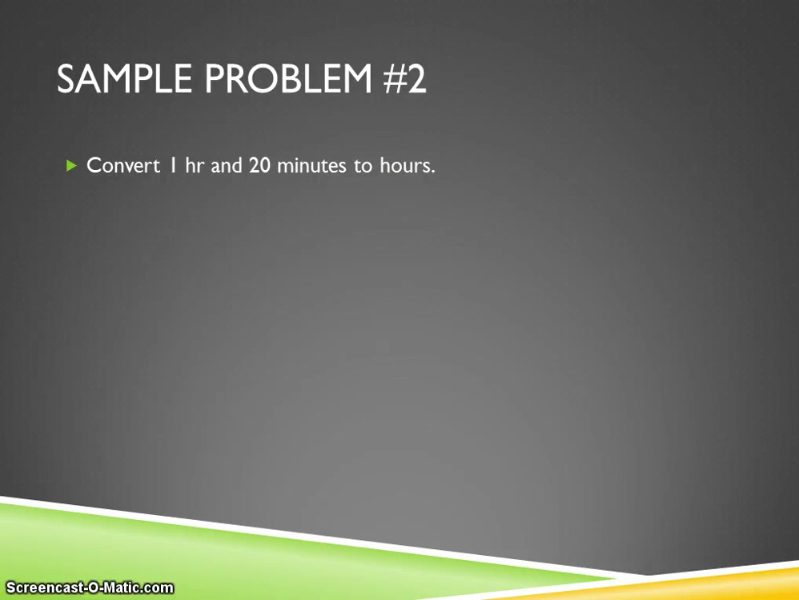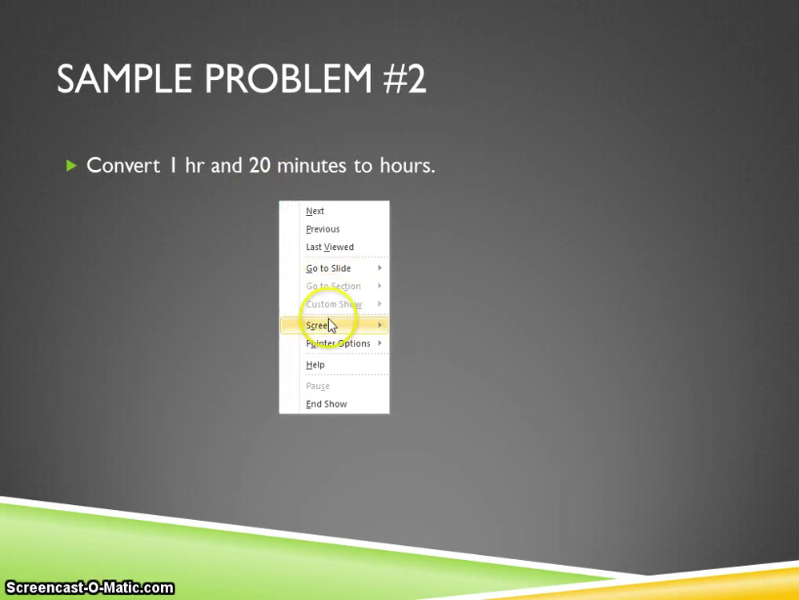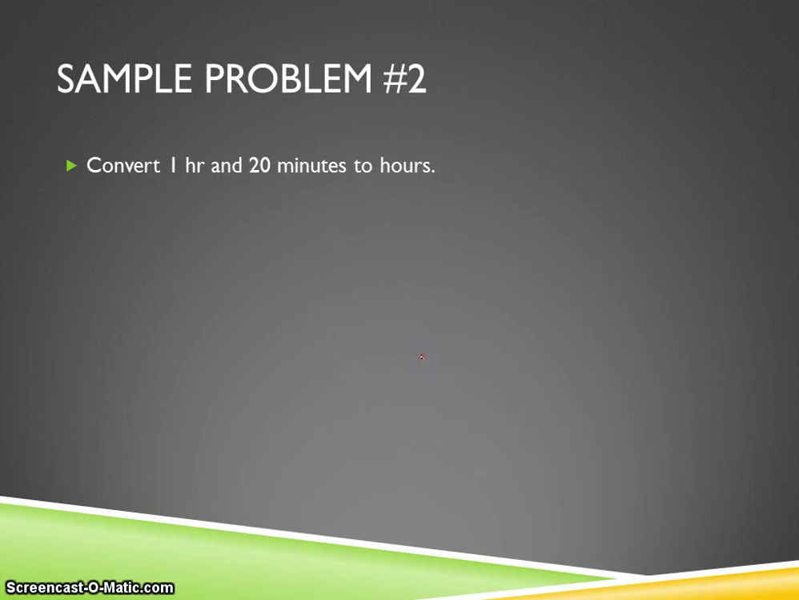Okay, so the next example is 1 hour and 20 minutes, and we need to convert that to hours. The first thing I have going on here is 1 hour and 20 minutes. So I basically have 2 units that are different from each other, so I wouldn't be able to add those together to see what I have.